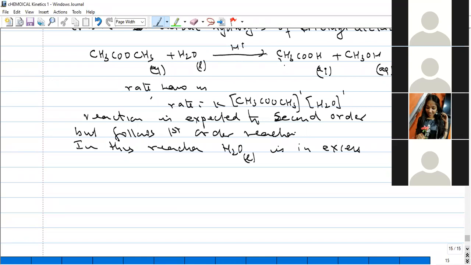Someone says I can reduce the water of the sea: take out a cup of water and drink it. Actually he has reduced it, but that reduction is negligible compared to the huge amount of water in the sea. Same thing is applicable here. Water is in excess. Water is used up, but the amount of water used up is negligible compared to the water present. So in this reaction, water is in excess.